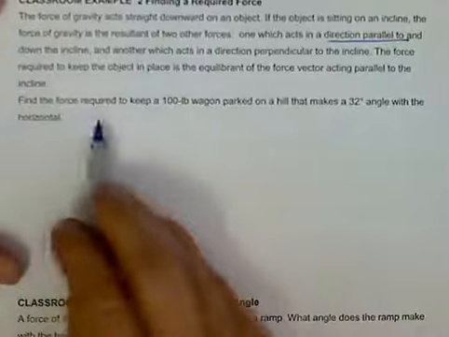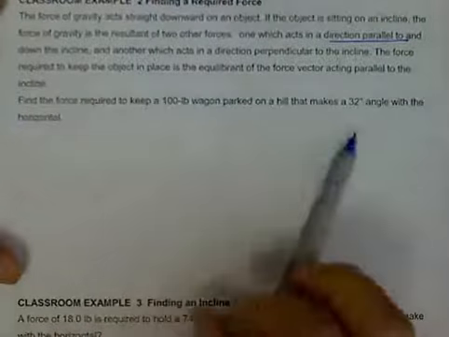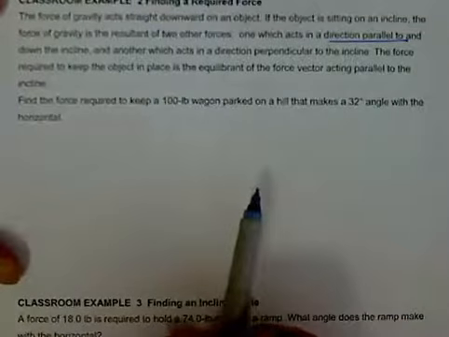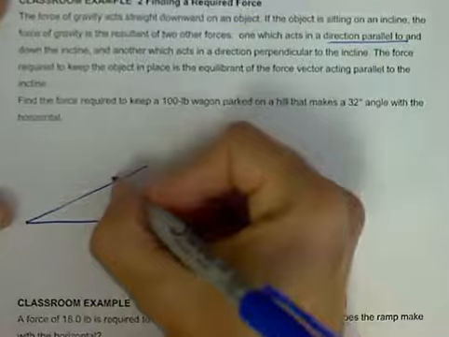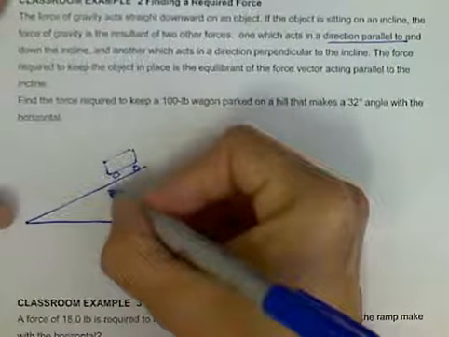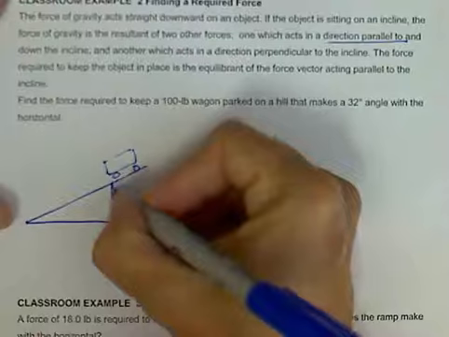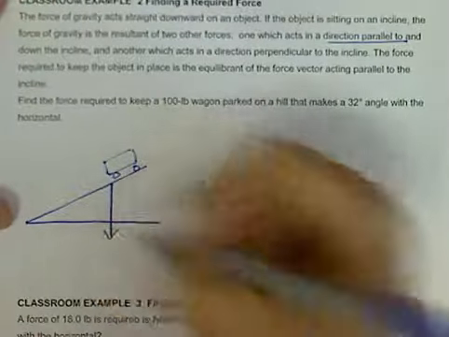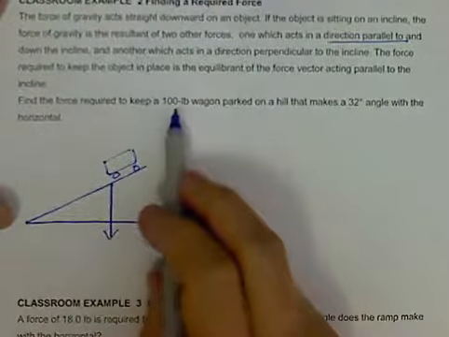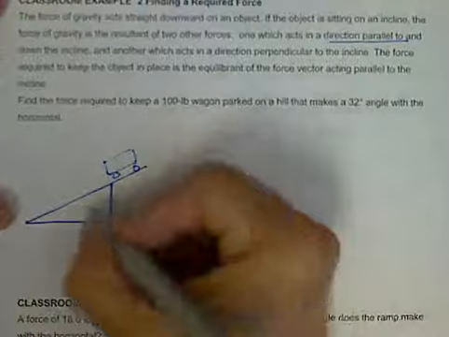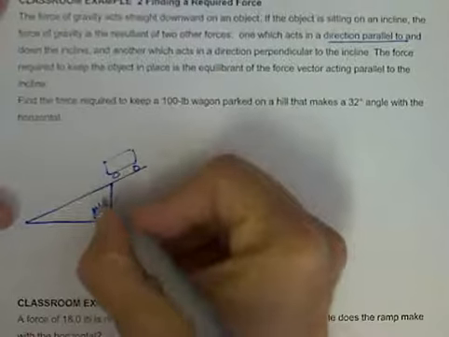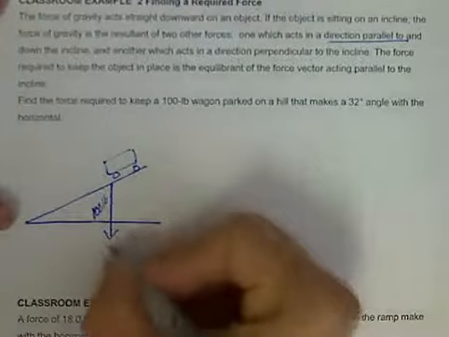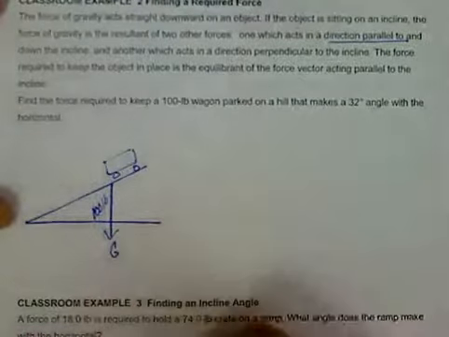So we're going to do this to find the force required to keep a 100-pound wagon parked on a hill that makes a 32-degree angle with the horizontal. So we have the force of gravity that acts straight downwards from the wagon, and the magnitude is the weight of the wagon. So the magnitude of our force of gravity is 100 pounds. And I'm going to call this G for gravity.